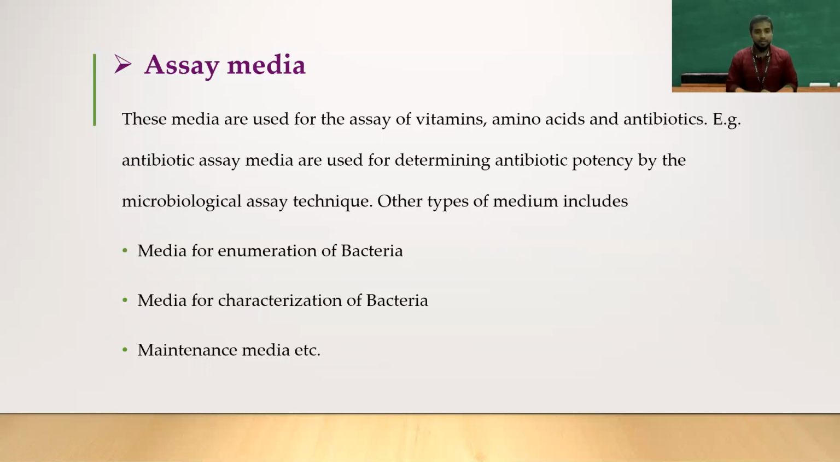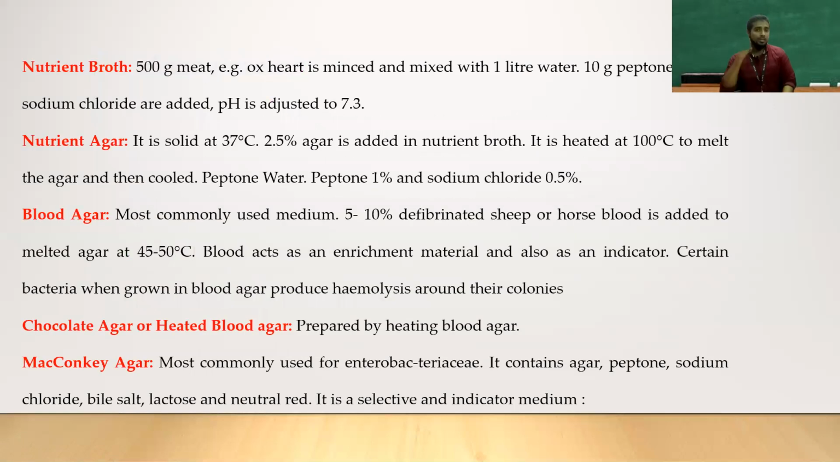Okay, and the different types of media include media for enumeration of bacteria. Enumeration means isolation and identifying the different colonies of the bacteria, media for characterization of the bacteria, that is the morphology or anatomy, and maintaining media. So these were the various media that are basically used for the culture of microorganisms. We have been seeing the media, what media it is, and we have seen various names of it. So what is the composition of them?